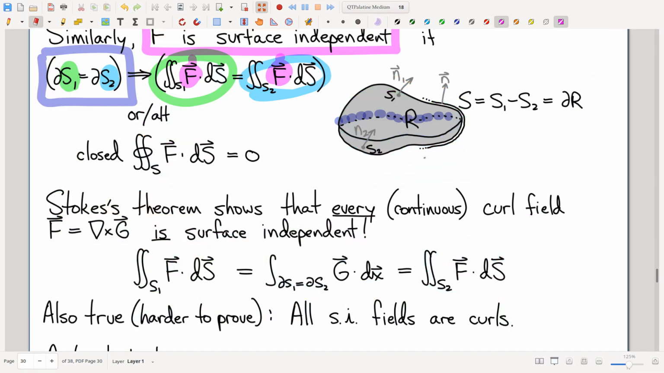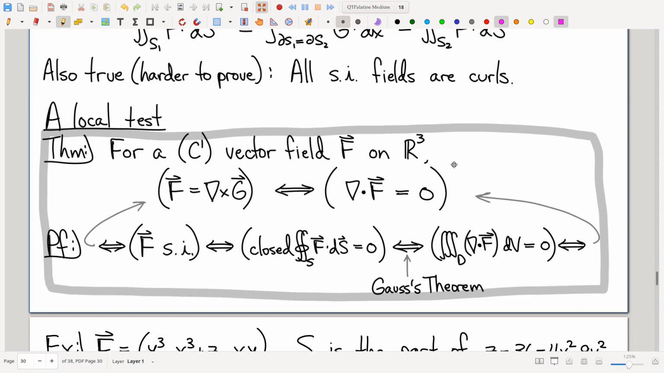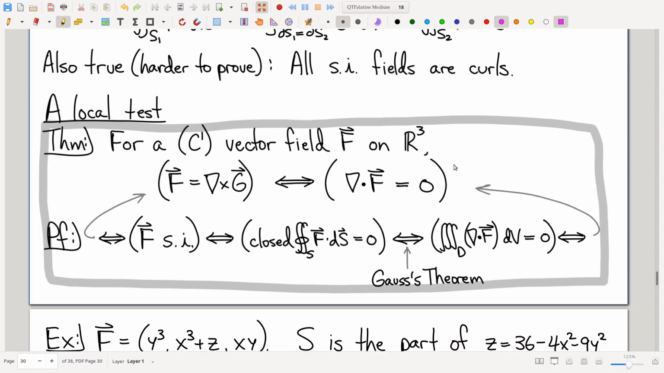All right, and it works the other way as well. By the way, every curl is surface independent, and every surface independent field is a curl. It's not appropriate for Math219 to talk about that. It's a little too hard to prove that result.